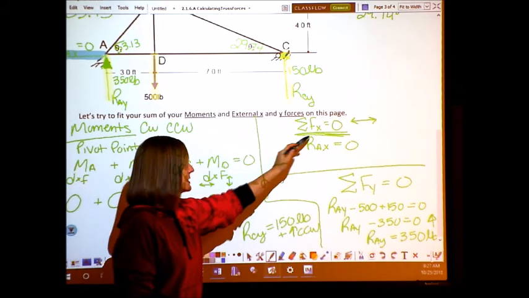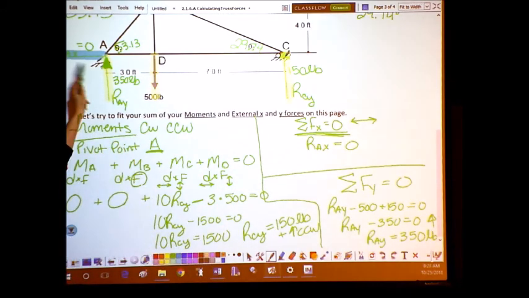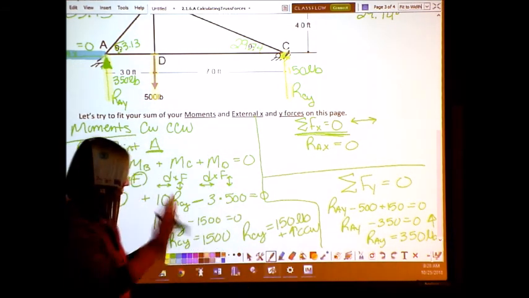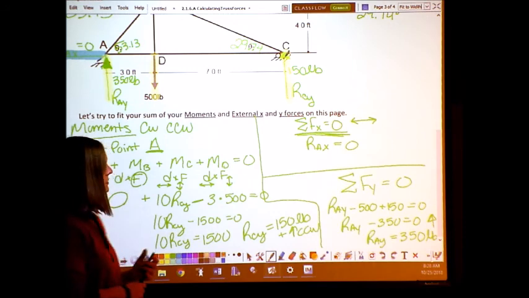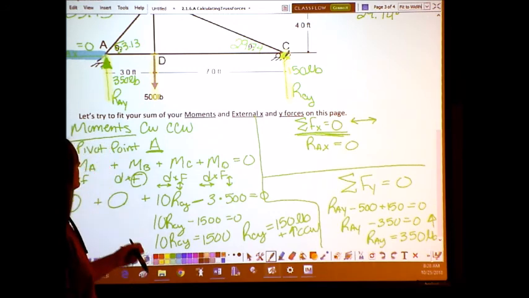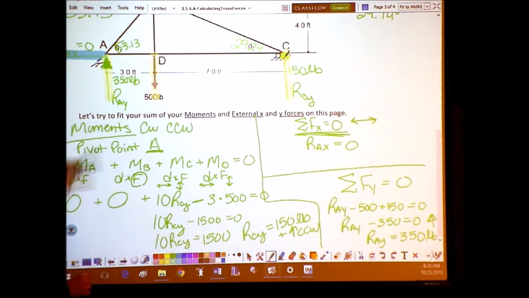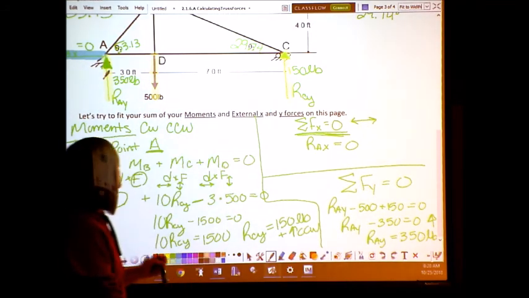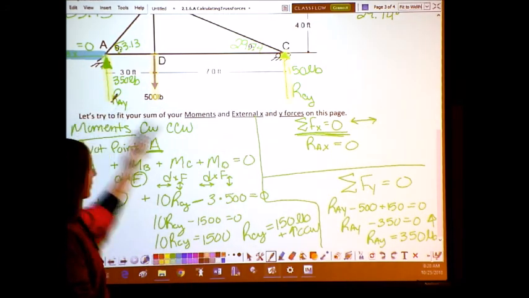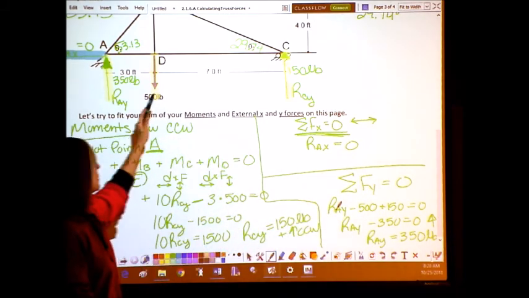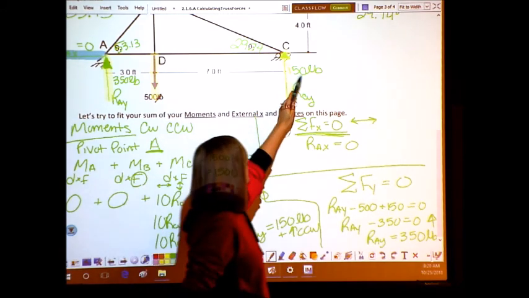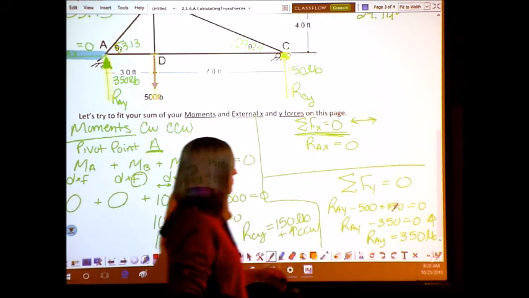Then we did our outside x's. The only outside x was this one, RAX. So RAX naturally just became 0. No arrowhead for zeros, at least I don't put any on. Okay, then we did the y's. For the y's, we had this one, 1, 2, and 3 outside lines. We did not know RAY, so we just called it RAY. We knew 500 pointed down, so we did negative 500. And we found out that 150 pointed up, so we did plus 150.